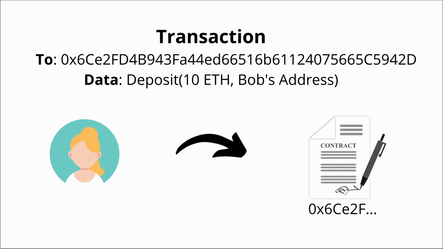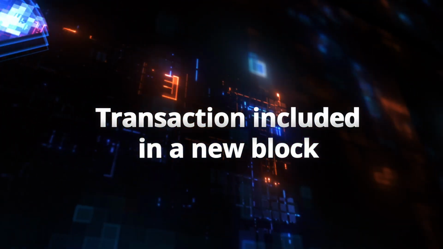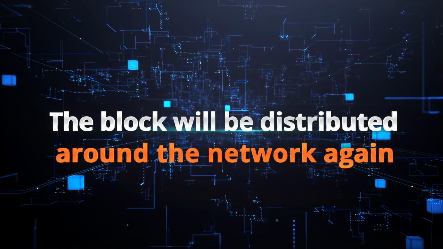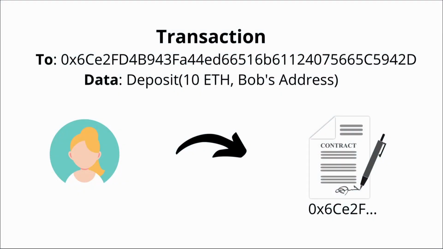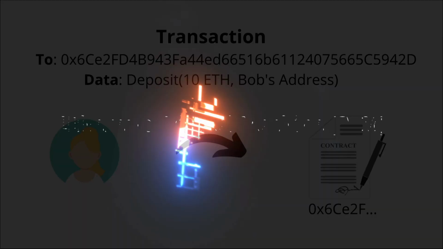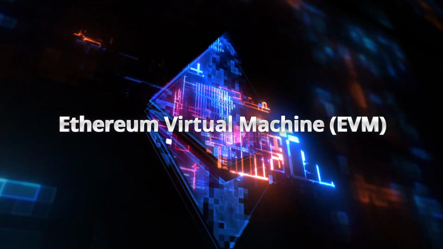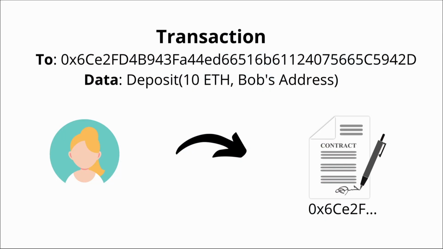And now remember, this is a transaction and transactions will be bundled up together by miners in blocks. So once a miner has included this transaction in a new block, the block will be distributed around the network again. And this is when the code is actually executed. The nodes receiving a new block will have to go through all transactions inside the block one after another. And when they receive the deposit transaction, they initialize a new Ethereum virtual machine for our escrow smart contract, load up the state for it, run the deposit transaction, which will change the state by storing the deposit amount for the seller address. Okay, great.